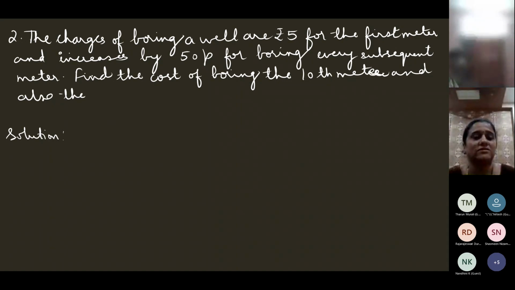Very sorry, children. So the charges of boring a well are ₹5 for the first meter and increase by 50 paise for boring every subsequent meter. The question still needs to be completed. If I write that, you'll get some clue, so I'm not completing it. Find the cost of boring the 10th meter, and also I've not completed.